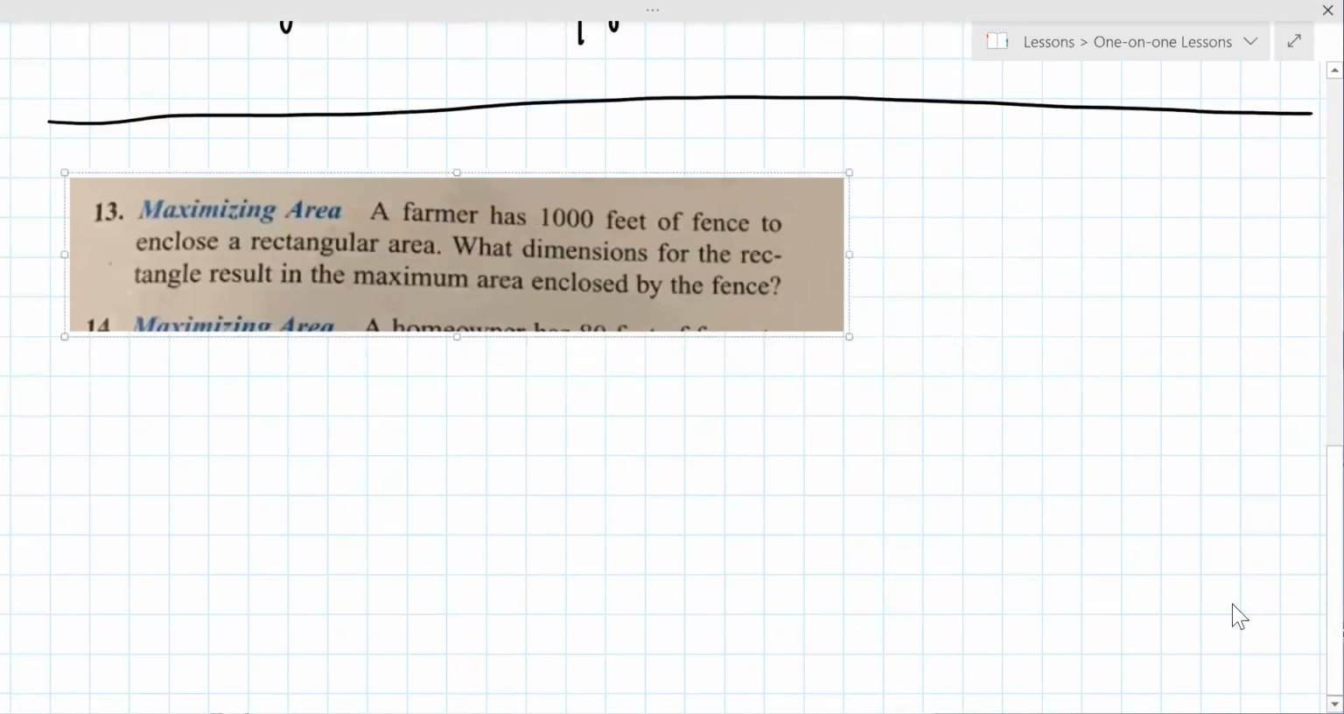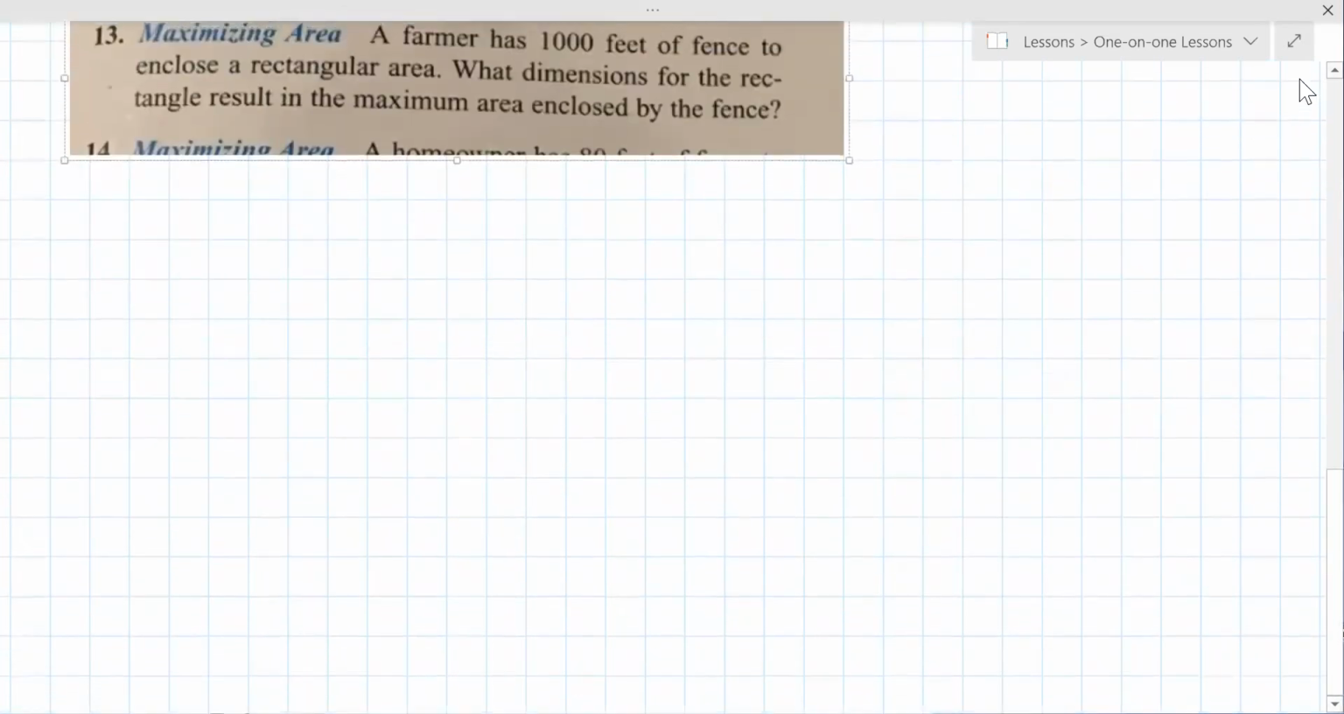Farmer has, oops, that one's not very visible. Farmer has 1,000 feet of fence to enclose a rectangular area. What dimensions of the rectangle result in the maximum area enclosed by the fence? Okay, so good to draw a picture here, a rectangle. And the 1,000 feet is the perimeter. It's going all the way around.